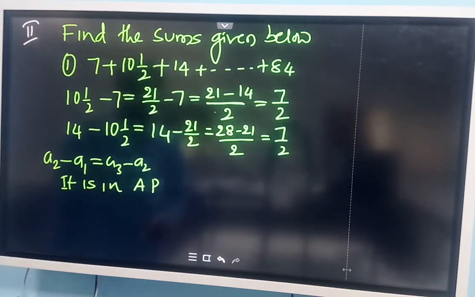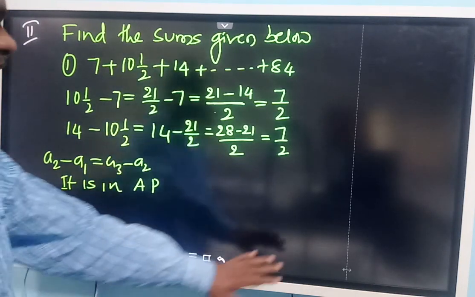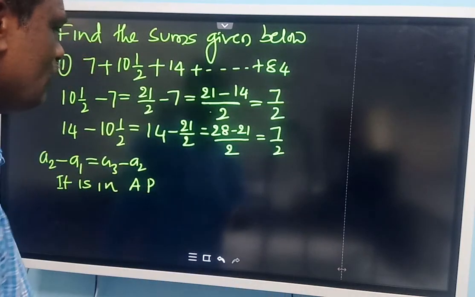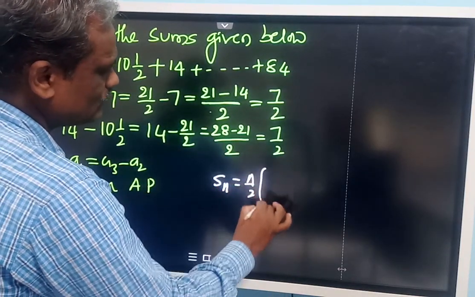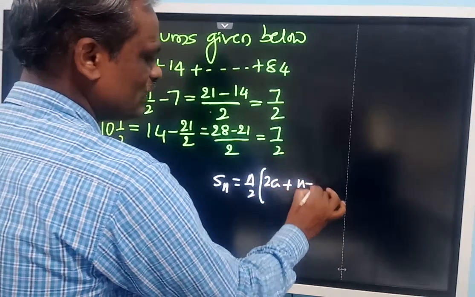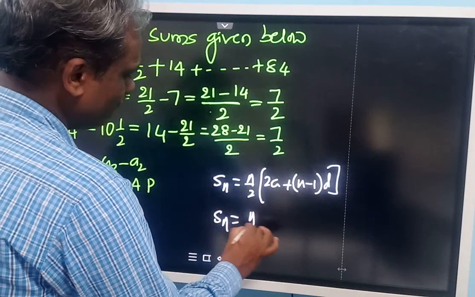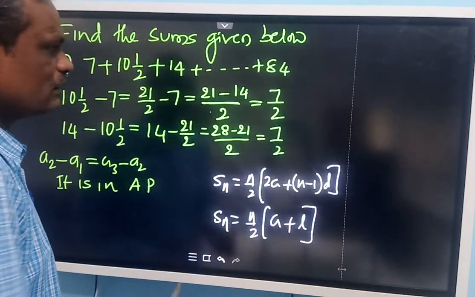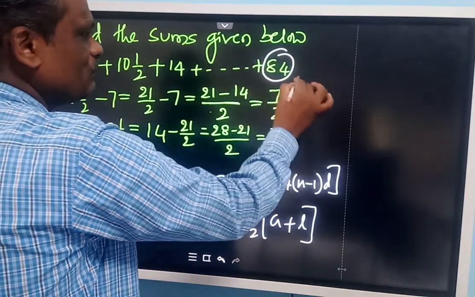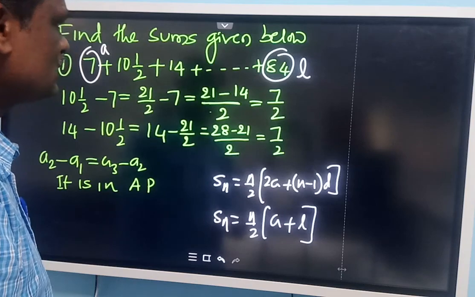So if that is an arithmetic progression, you can apply the formula to find out the sum of n terms. You have two formulas. Sn is equal to n by 2 into 2a plus n minus 1 into d. This is the first formula. Another one is Sn is equal to n by 2 into a plus l. Here we know the last term l, and the first term a. Last term we know, first term we know.